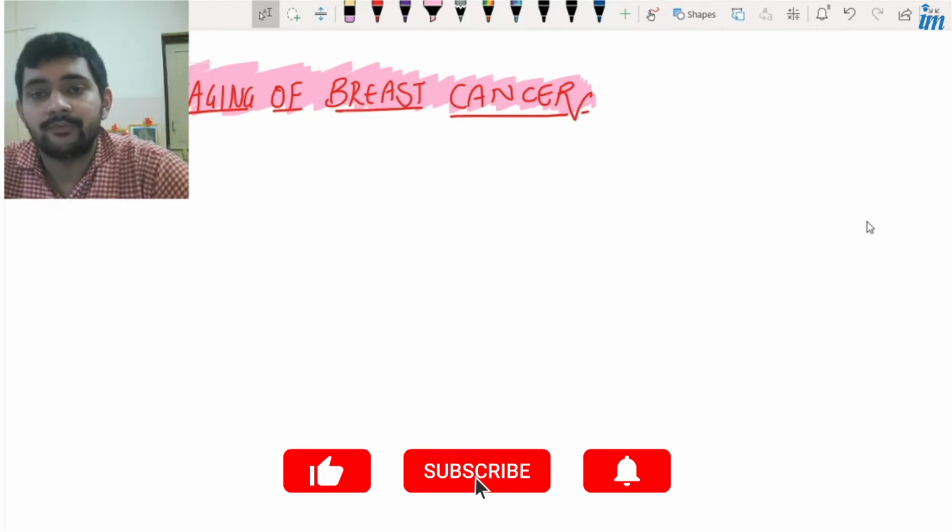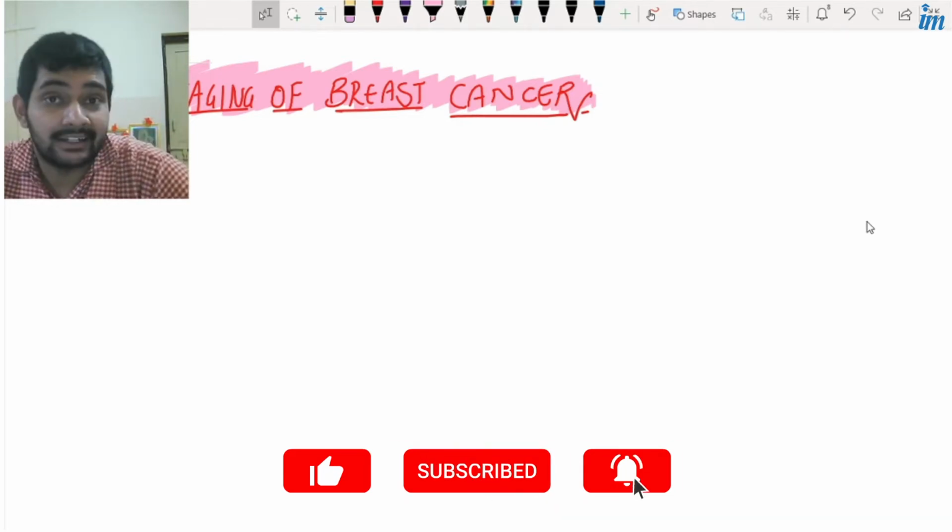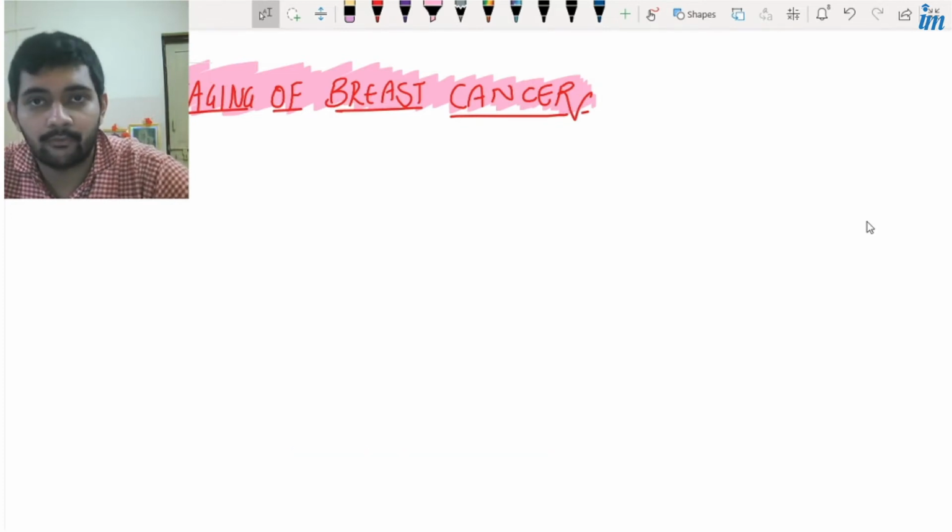So what you have done, you have done a clinical examination, which has been followed by, being a 40-year-old female, mammography that has shown suspicion of malignancy, and after that you have done a true cut biopsy. This true cut biopsy has told that this is a malignant lesion, that is, a cancerous lesion.